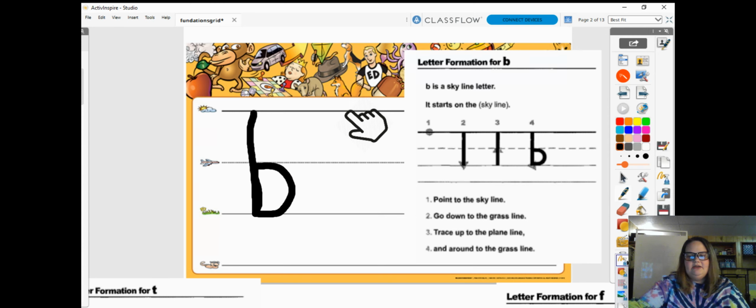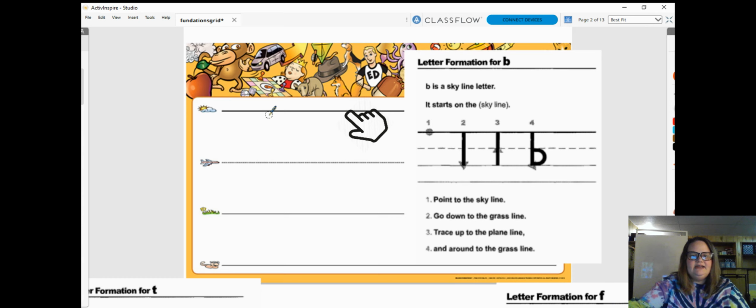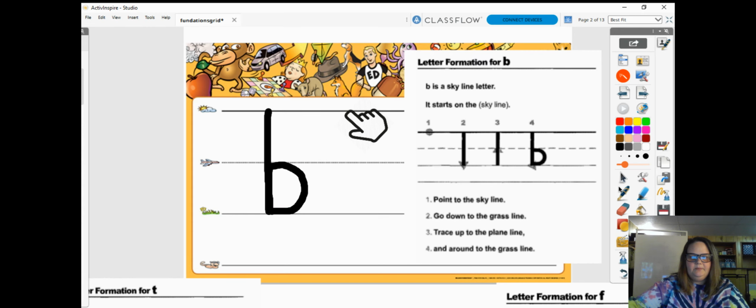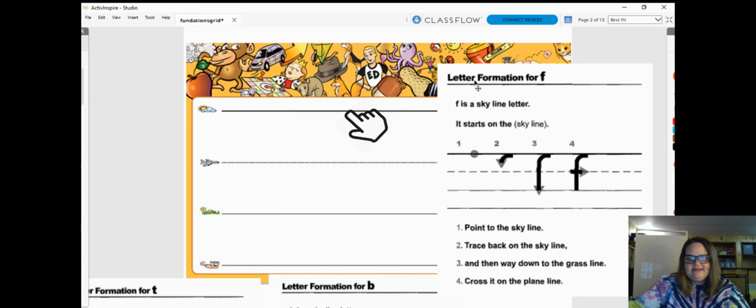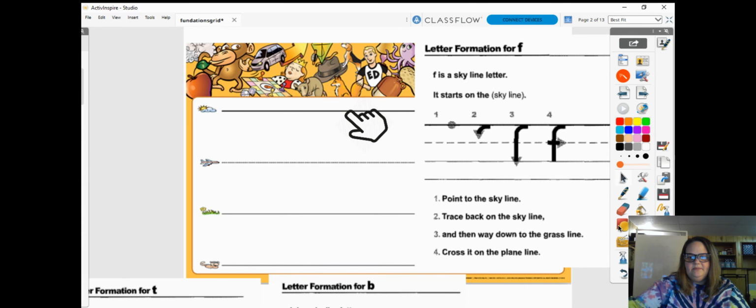Okay, and I'm going to do it again. B is a skyline letter. It starts on the skyline. I'm going to point to the skyline, go down to the grass line, trace up to that plane line, and around to the grass line. Okay. And then our last one that you're going to be practicing today when you get to the next step is going to be F.